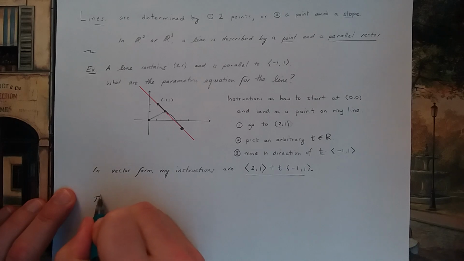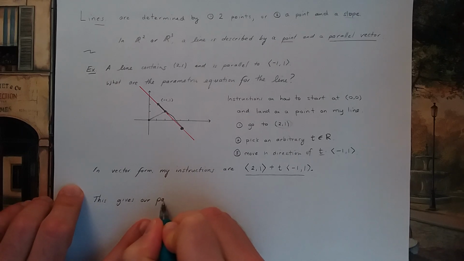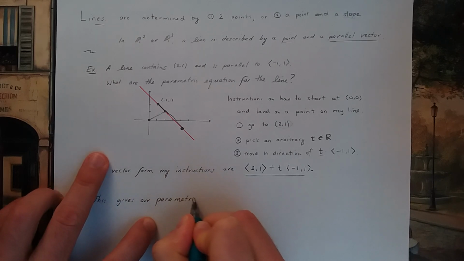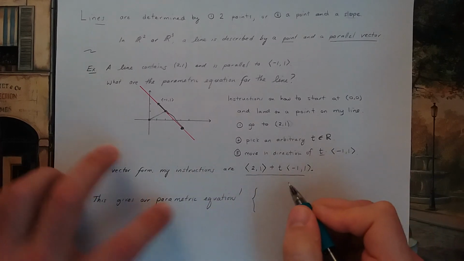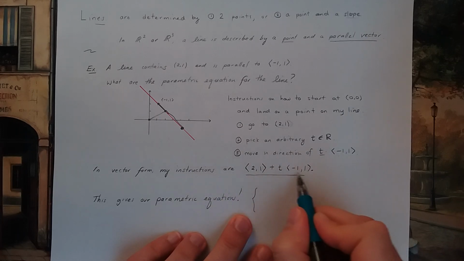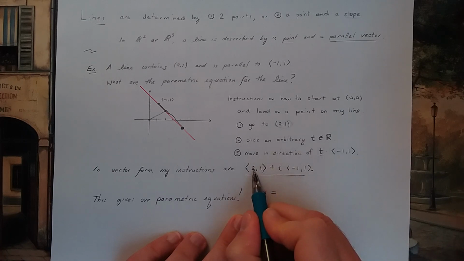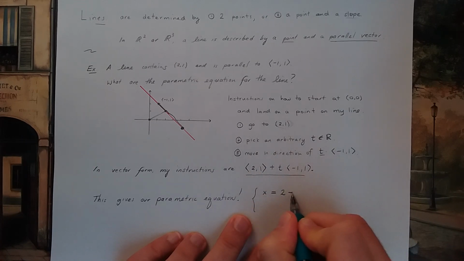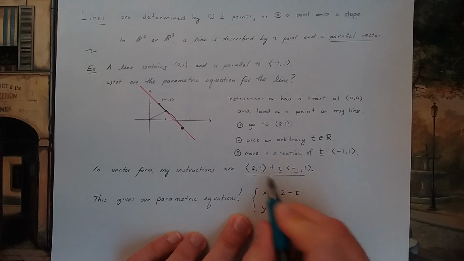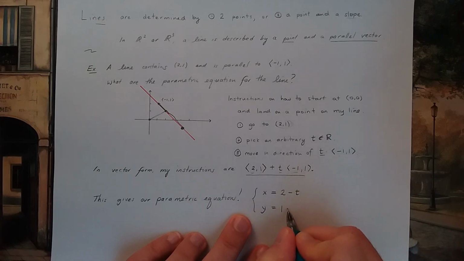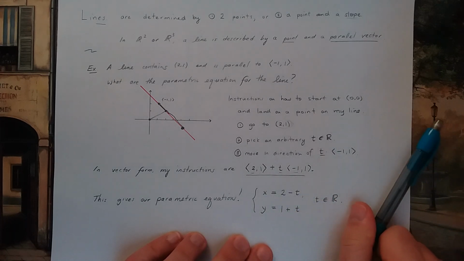Now this gives our parametric equations. I'll write them down for you. The x-coordinate is the first coordinate. If I actually add these vectors, that tells me x should equal 2 minus t. So I just look at the first components. And y should equal 1 plus t. And t can be any real number whatsoever.